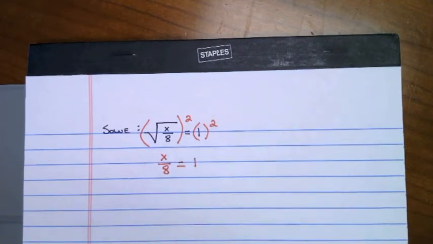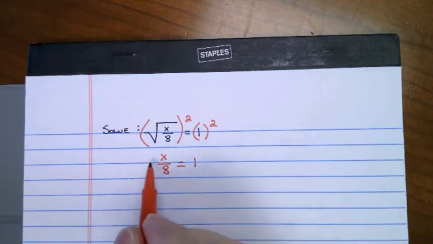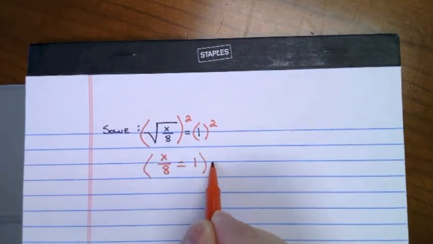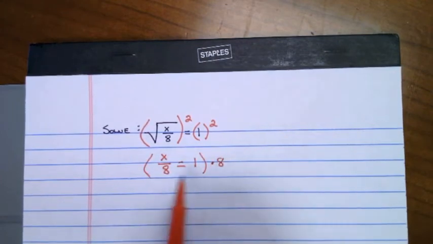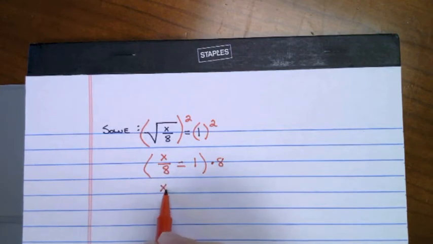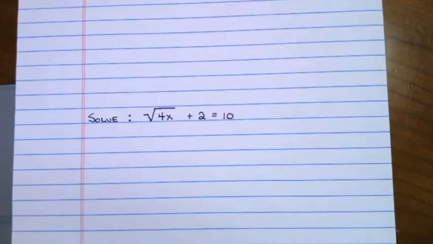And now I need to solve this like a normal equation. What's the opposite of dividing by 8? Multiplying by 8. That means I need to multiply both sides by 8. That means it's going to cancel this 8 out, and I'm left with an x is equal to 1 times 8, which is 8. Let's look at this example.